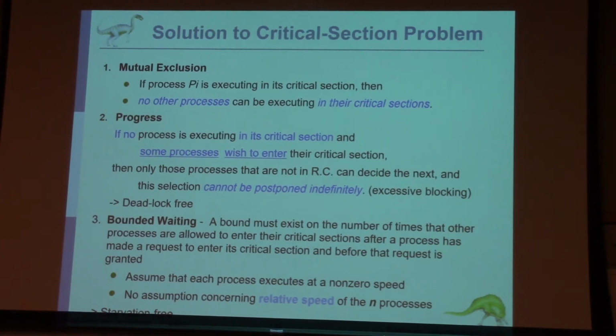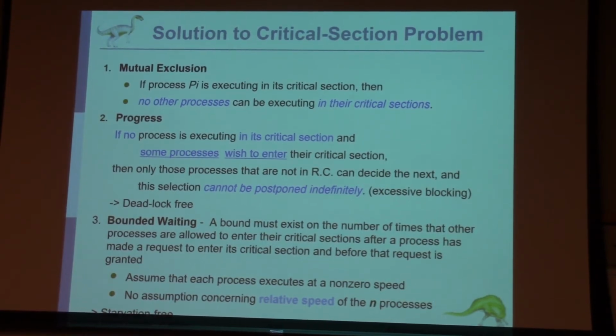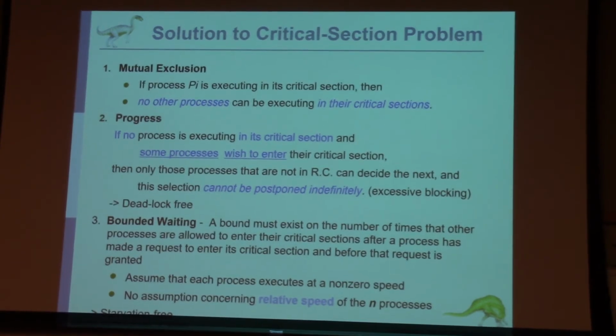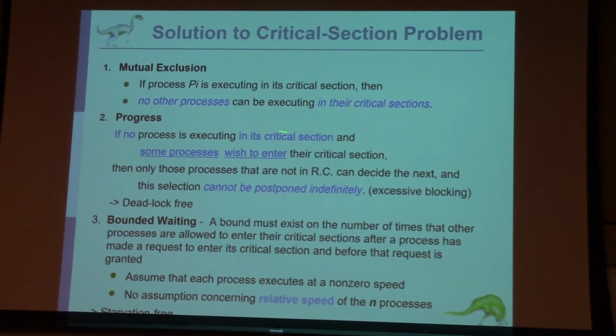If that selection is forever, then you may not get the chance to use the bathroom. So the selection process should not be forever. That is progress, it's deadlock free. And such a waiting time should be finite. That is the bounded waiting time. So these three conditions should be considered when we consider the critical section problem.